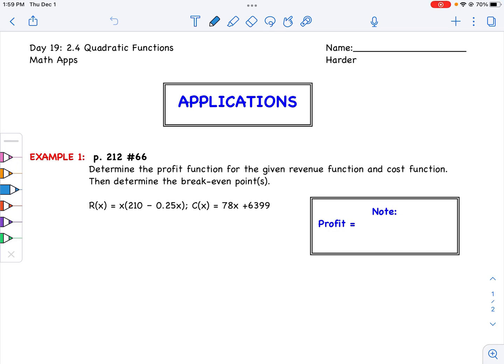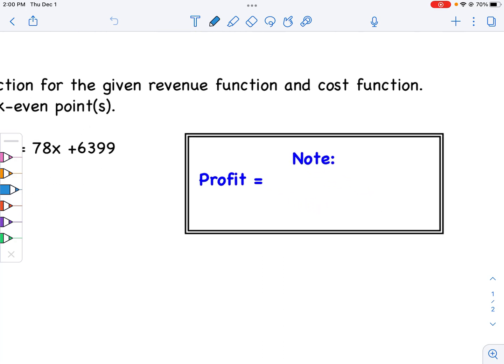Hello, math application students. We are going to do day 19 right now, which is on quadratic functions. So this application problem, example 1, is from page 212, number 66. First thing we're going to do is determine the profit function for the given revenue and cost, then determine the break-even points.